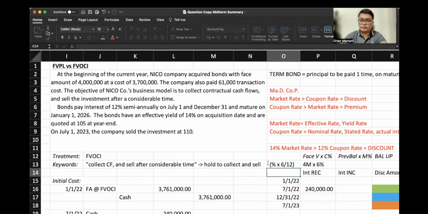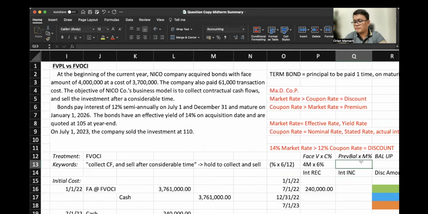Because this is semi-annual, for interest income, it will be based on the market rate. The market rate is 14%, but since this is semi-annual, this would be previous balance multiplied by 7%.